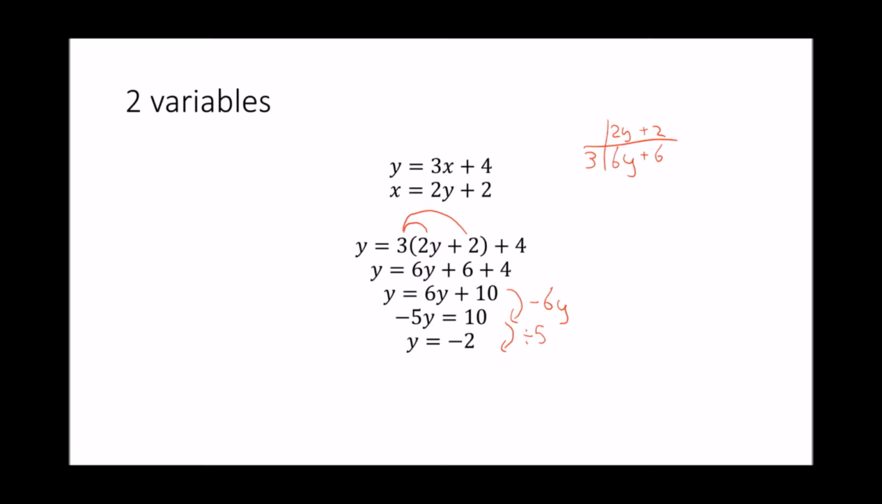Now to get the intersection, which is a set of coordinates, we simply fill this into the second formula, because that will tell us what x is, and then we've got our coordinates. So x equals 2 times minus 2 plus 2, which is minus 4 plus 2, so coincidentally also minus 2. So our two graphs intersect at minus 2, minus 2.